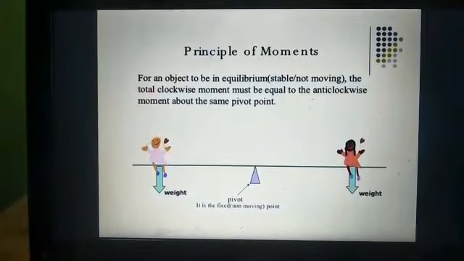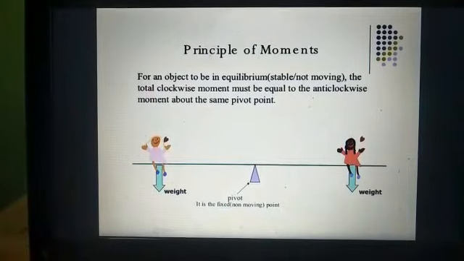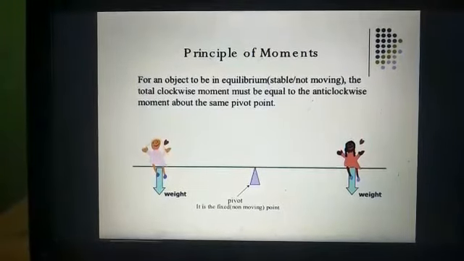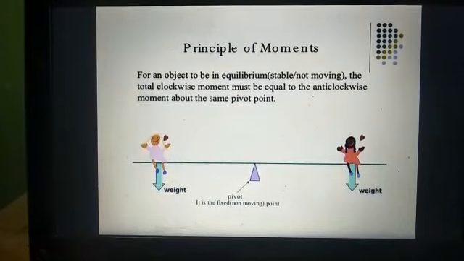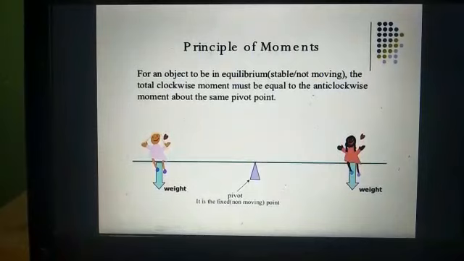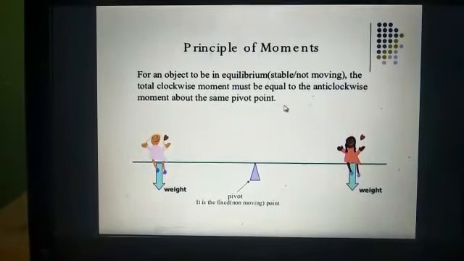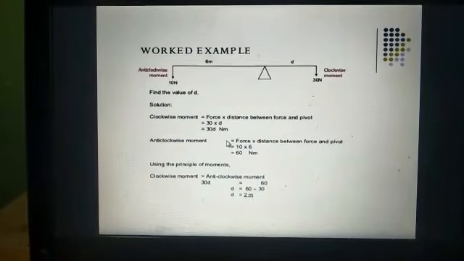Next point is principle of moments. For an object to be in equilibrium means a stable condition. The total clockwise moment is equal to the total anti-clockwise moment about the same pivot point. Same pivot point is the keyword. Here is an example of principle of moment.